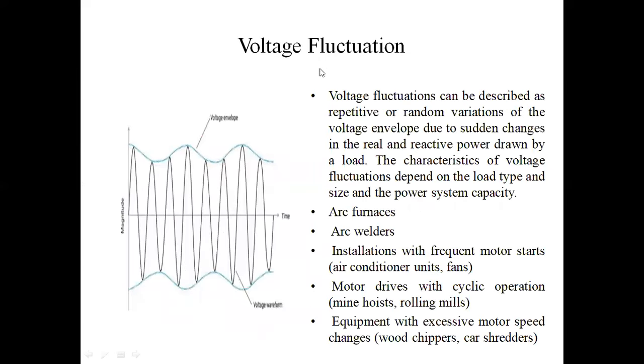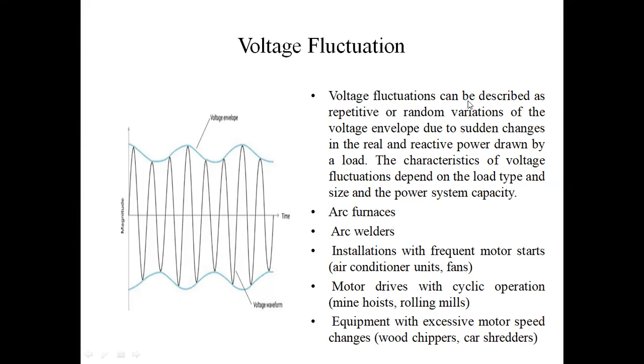Next, voltage fluctuations. Here, these are the voltage fluctuations. This is a single phase waveform. In the single phase waveform, voltage sags and voltage swells are included; the diagram name is voltage fluctuation. The main reasons for voltage fluctuations are welding machines, arc furnaces, heavy loads, mining, and rolling mills.